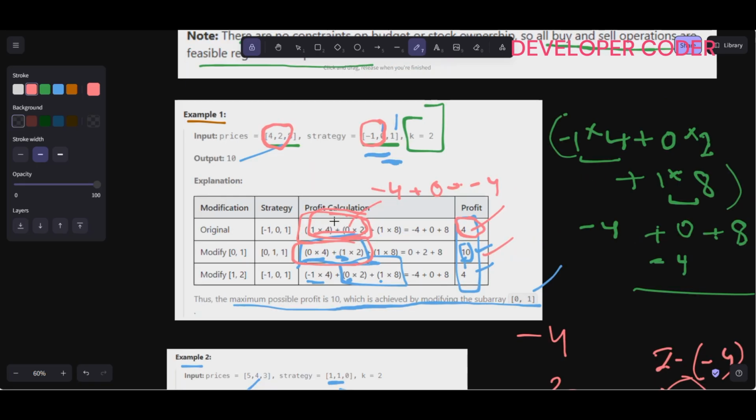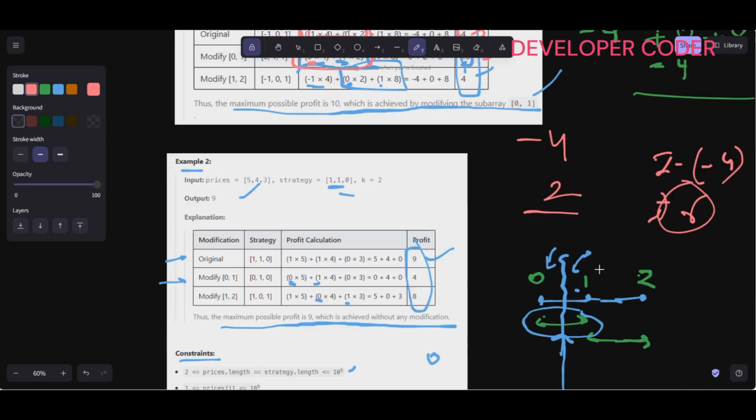And where was the gain? One gain was here, because here I was using -1 and now I'm using 0. So the 4 profit comes from here, and from here 2 profit comes, because I'm using 1 here. So this is what we need to do.